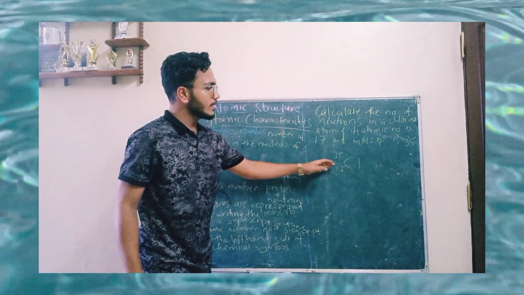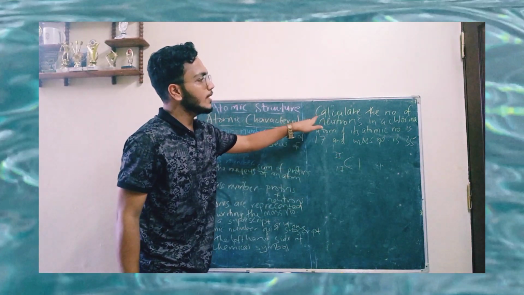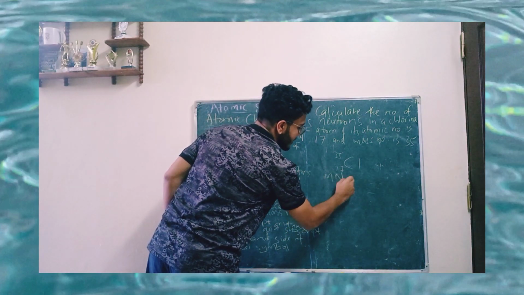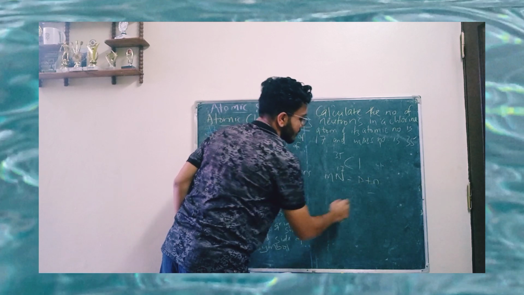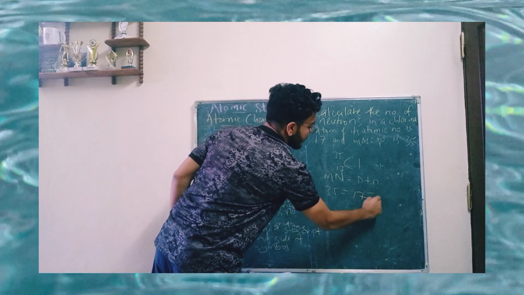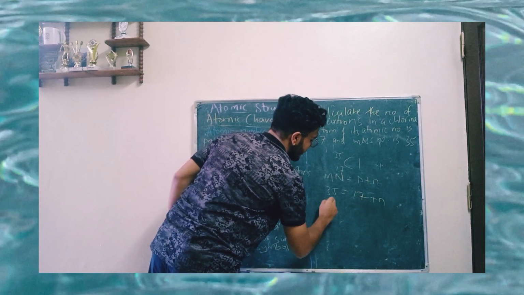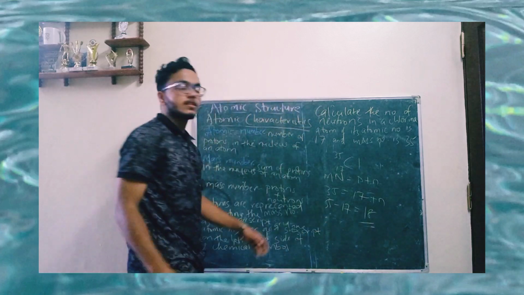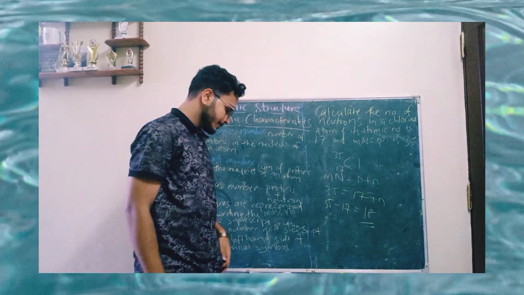Now you have been told to calculate the number of neutrons. What will you do here? Mass number is equal to protons plus neutrons. Mass number is 35, protons is equal to 17 plus neutrons. So 35 minus 17 gives you 18, which is the number of neutrons in the chlorine atom.